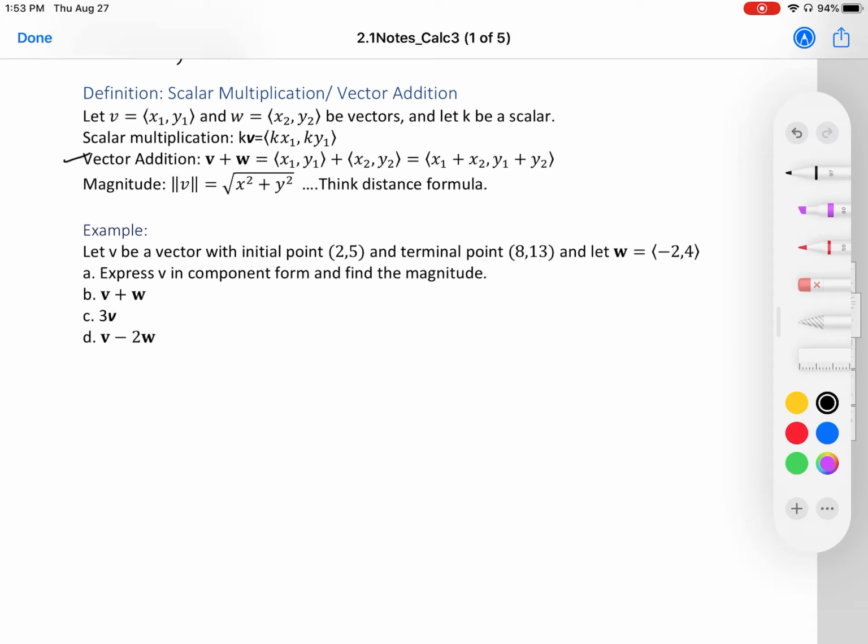Lastly, we have magnitude. If we have a vector, then I just take my x squared and my y squared. Whenever I see this, I always think of a distance formula because it's essentially the same thing, but we found the difference between those 2 points. And that's something that we would have to do if we had the distance of 2 points. So that's why we say think distance formula.